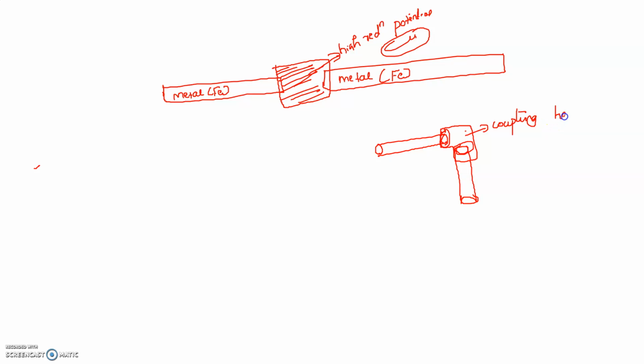This coupling having higher reduction potential.